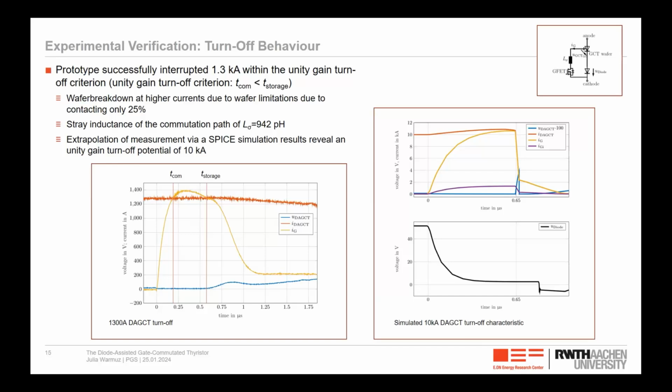So I used the simulation to extrapolate my measurements. Here you see the extrapolation where the boundary for the unity gain turn-off criterion is, and with the same wafer, because it depends which kind of wafer you use. The storage time varies. It depends on the doping profile of the wafer. So for this wafer, the unity gain turn-off criterion with this prototype would be 10 kiloamps.